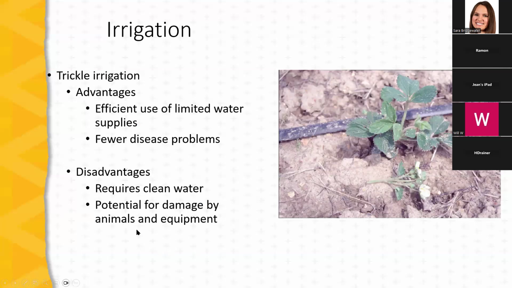Requires clean water, and there's potential for damage by animals. Yes, that's one of the problems with drip irrigation. If the tape is exposed like you see there, birds are going to come, especially when it's dry and it hasn't rained. Birds are going to come and look for the water that the drip line has when you're watering, and they're going to punch that drip line trying to get to the water.